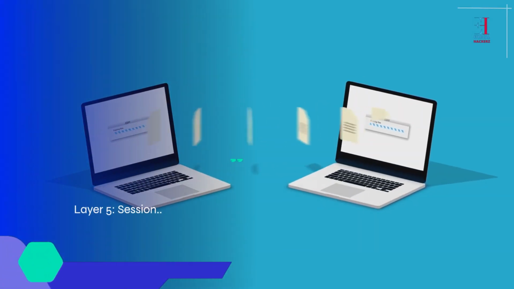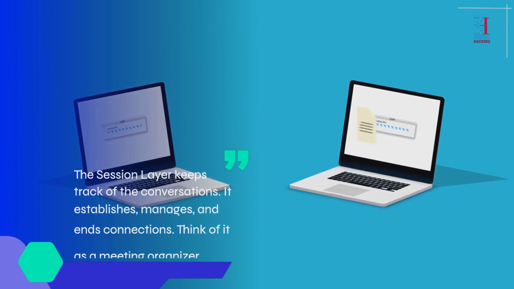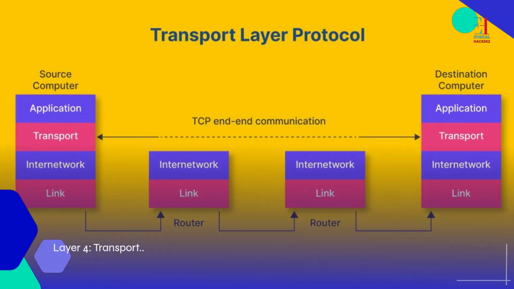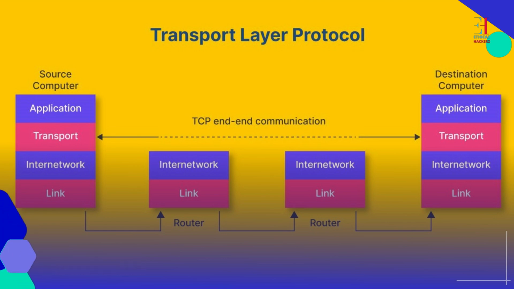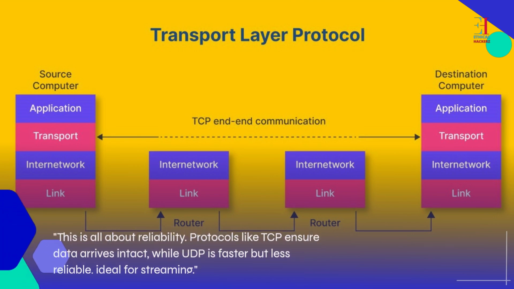Layer 5. Session. The session layer keeps track of the conversations. It establishes, manages, and ends connections. Think of it as a meeting organizer. Layer 4. Transport. This is all about reliability. Protocols like TCP ensure data arrives intact, while UDP is faster but less reliable, ideal for streaming.